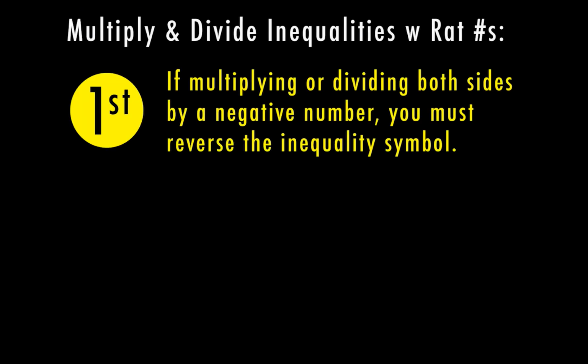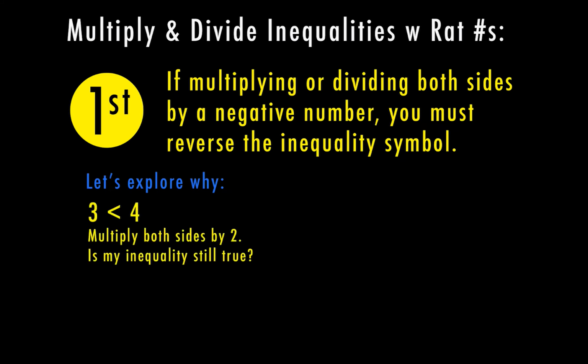So first, we want to talk about a rational number real quick. And if you remember, a rational number is going to include positives and negatives. And so the situation today is that if we're multiplying or dividing both sides of an inequality by a negative number, you must reverse the inequality symbol. So let's talk about what this means, and we're going to explore why.